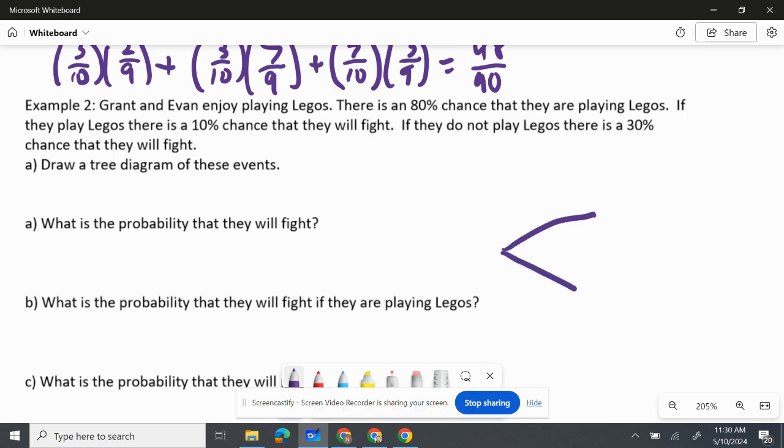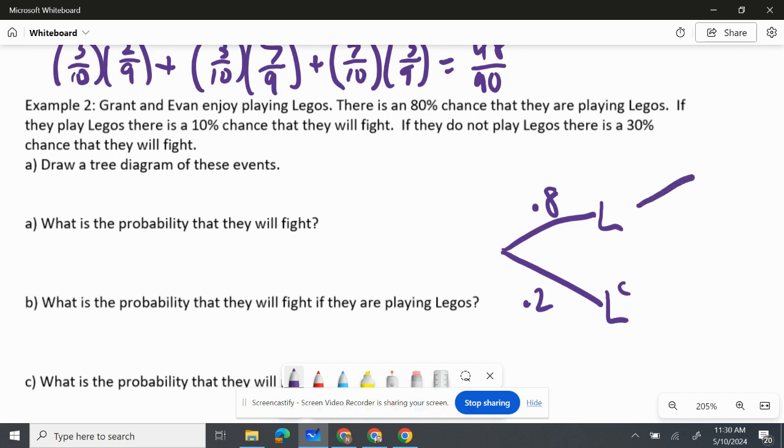So we start off with our first event, and that would be Legos or not Legos. I'm going to put the little C there. That means complement, or not Legos. Probability playing Legos is 0.8. So that means not Legos is 0.2, because those branches have to add up to 1.